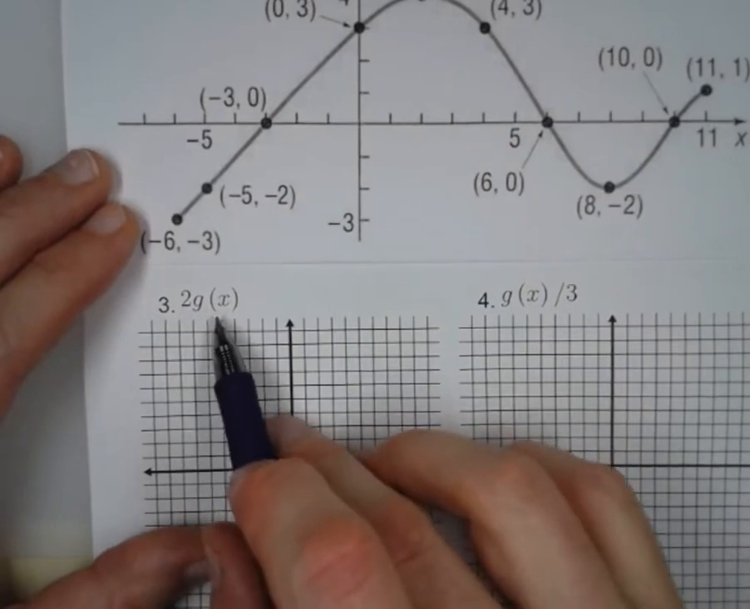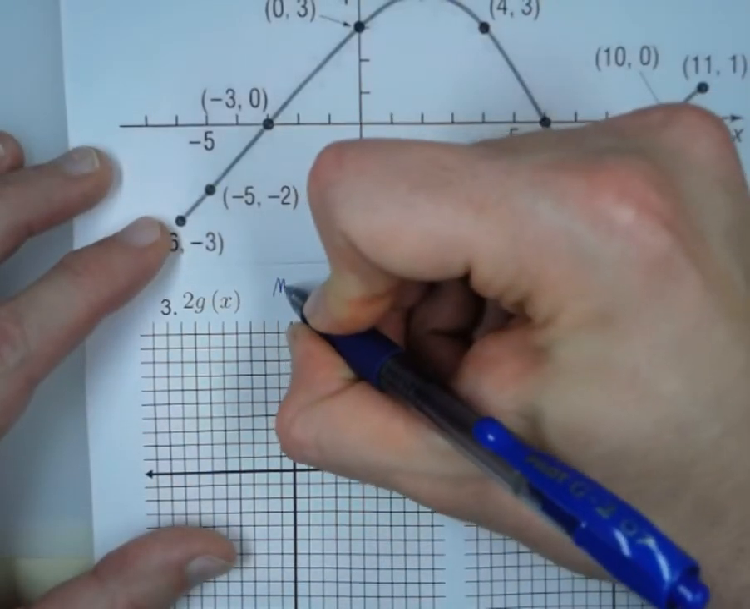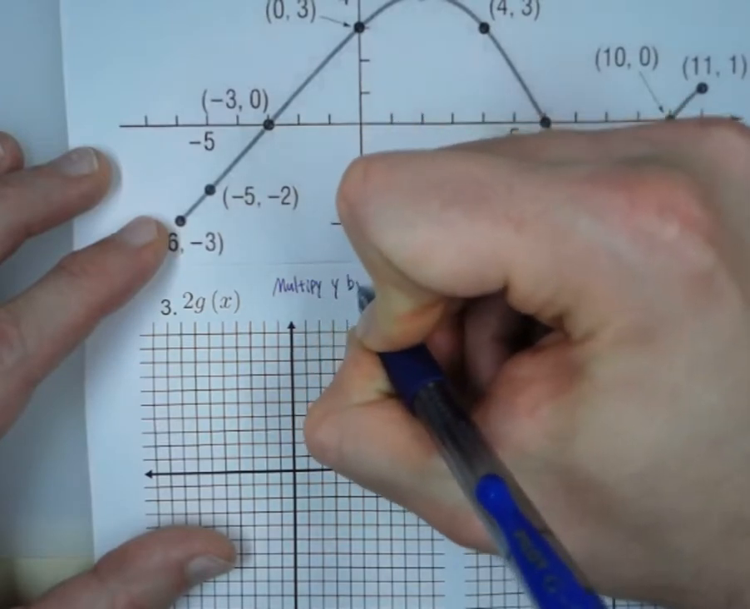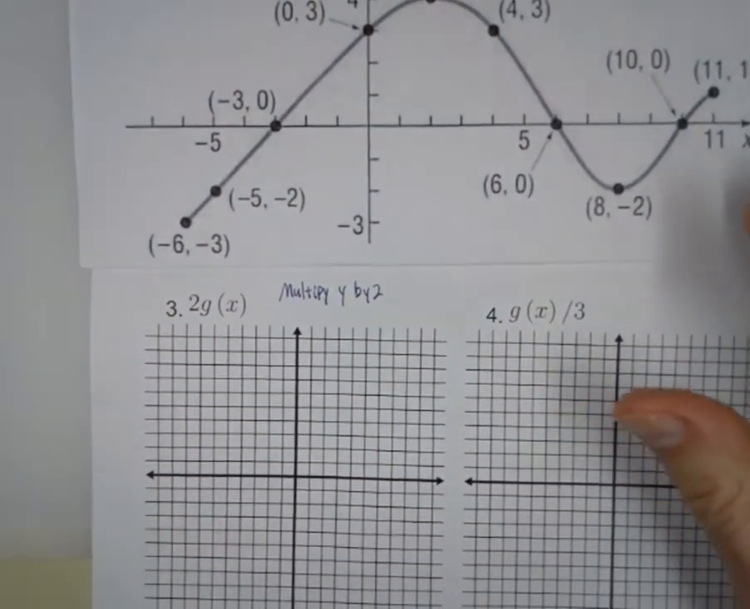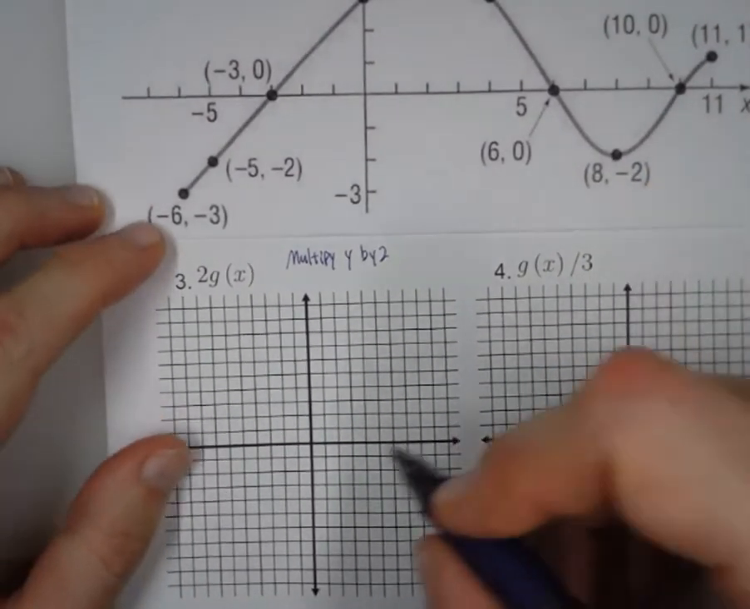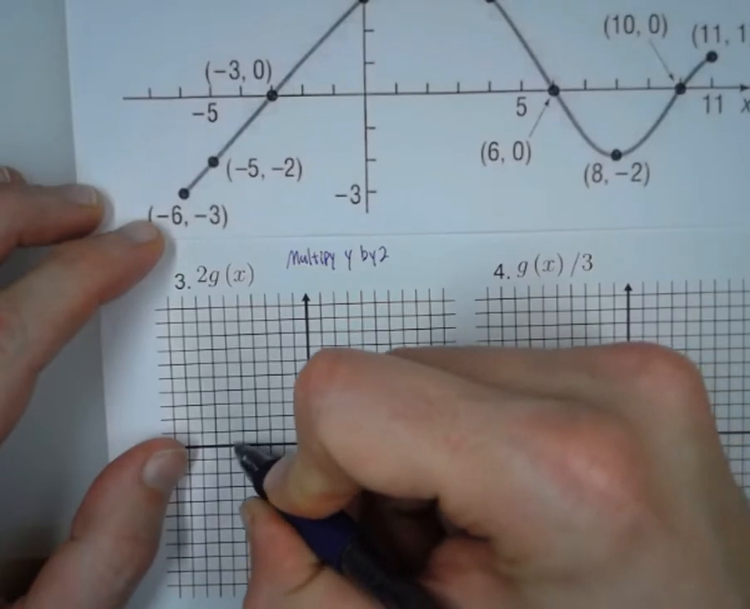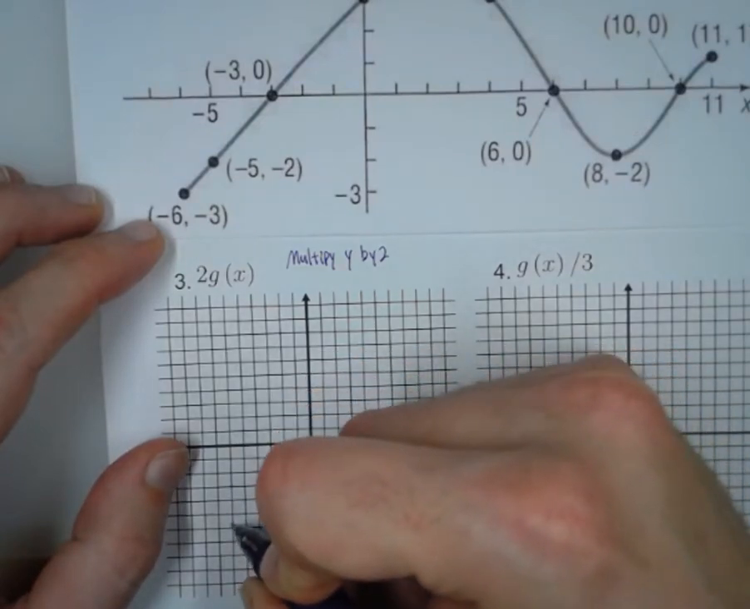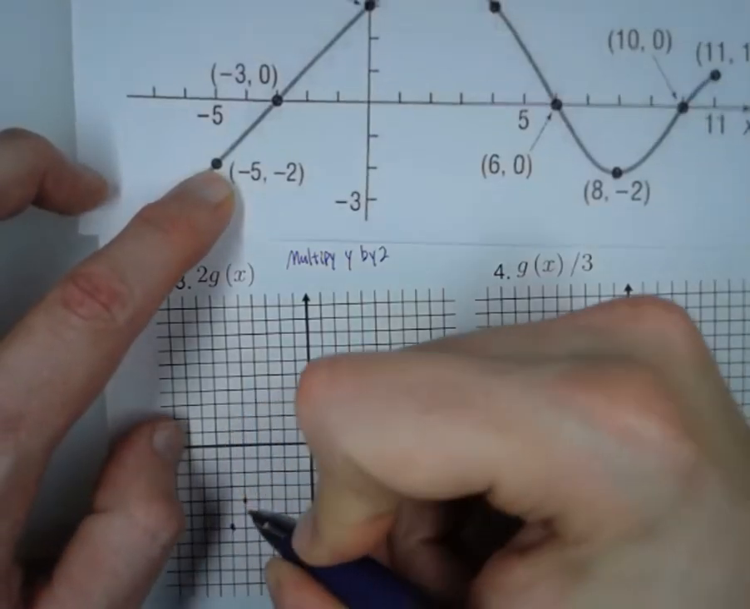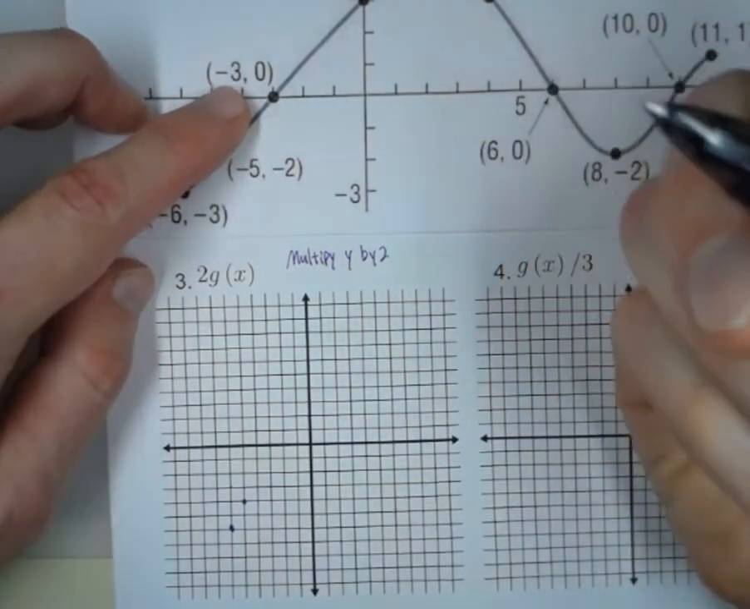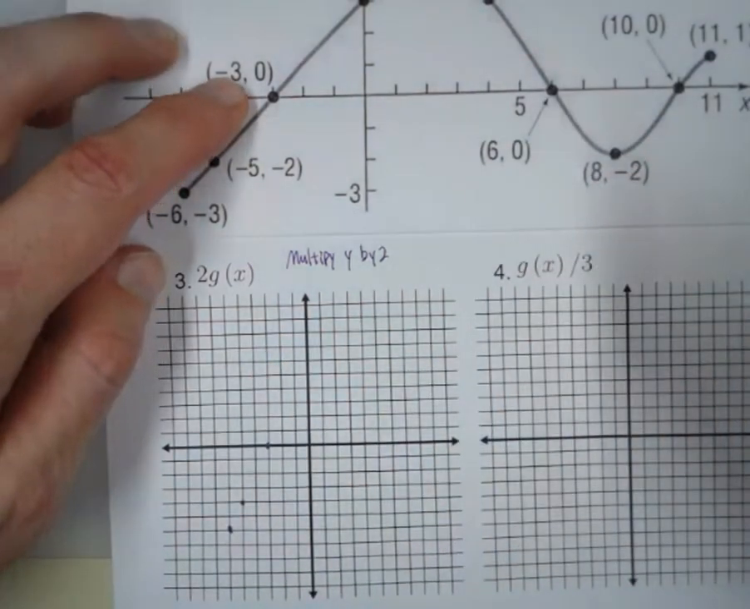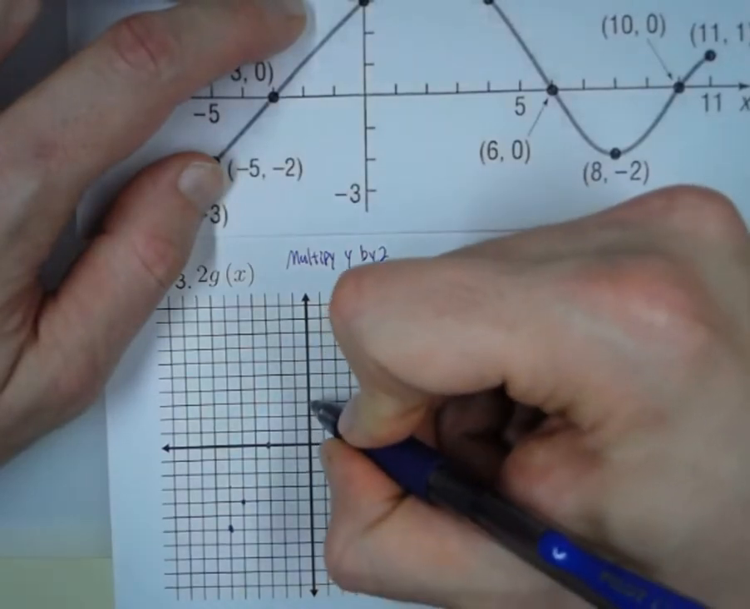Here we have 2 after we apply the g function. So that means we're going to multiply y by 2. Because when it's outside the function, we do as it says. So here this is going to become -6, -6. This is going to become -5, -4. This is going to become -3, 0, because when we multiply the y value, that's still going to be 0. I have 0, 3, that's going to become 0, 6.